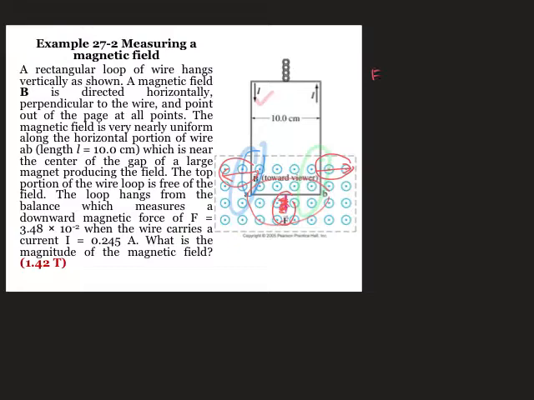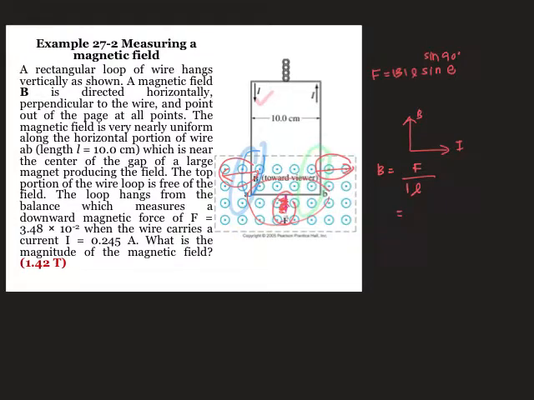So we can use F equals BIL sine theta. Your magnetic field and your current are perpendicular to each other, because your current is in this direction and your magnetic field is going to be vertical. That's the reason why it's going to be sine 90, which is equal to 1. Now the question asks you to find B. So B equals F over IL.